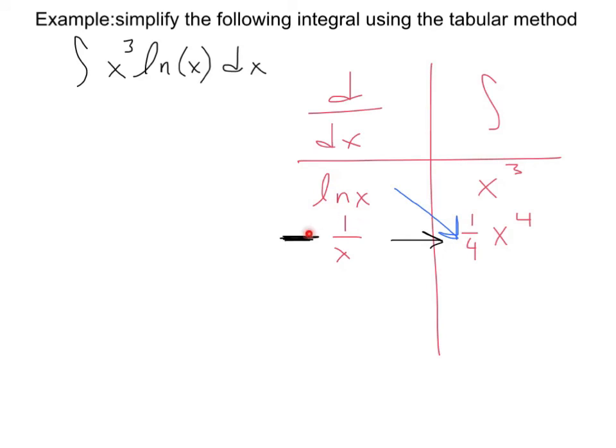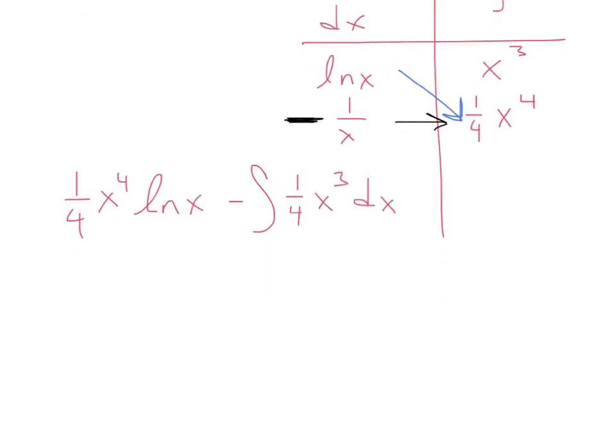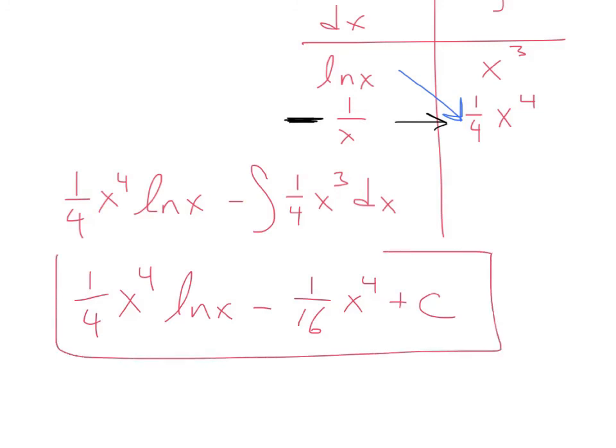Think about how nicely 1 over x and x to the fourth are going to play. Right? What I could do here is I could just say, okay, well, it's 1/4 x to the fourth ln x minus the integral of this times this, and whatever, that's just 1/4 x cubed dx. That's not even difficult, right? This is going to give me 1/4 x to the fourth ln x minus 1/16 x to the fourth plus c. And in some sense that could be enough.